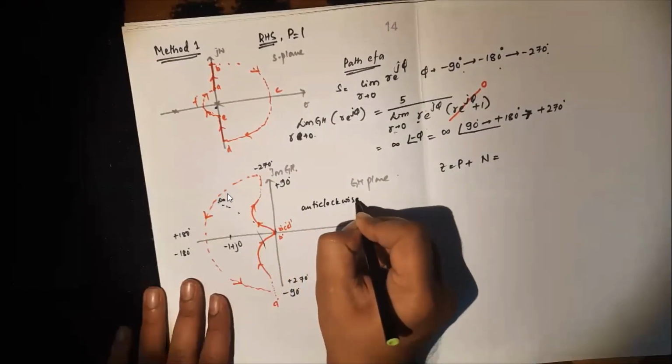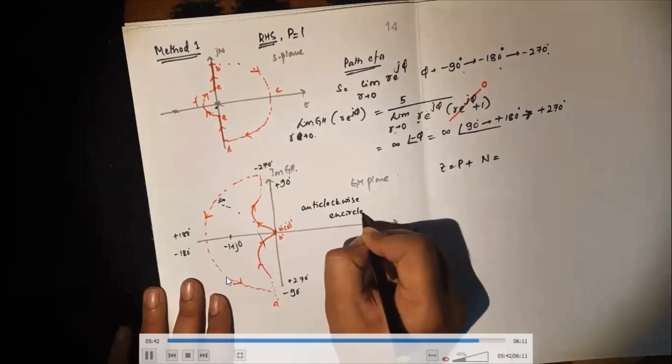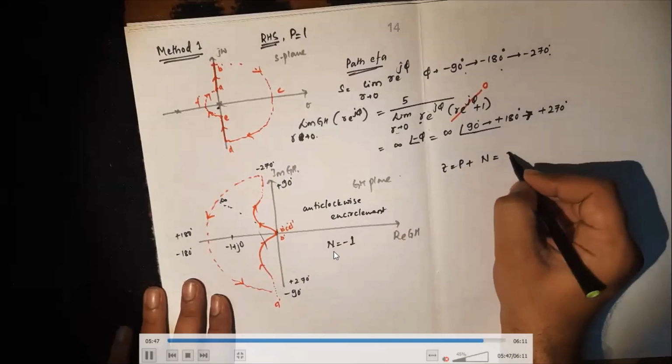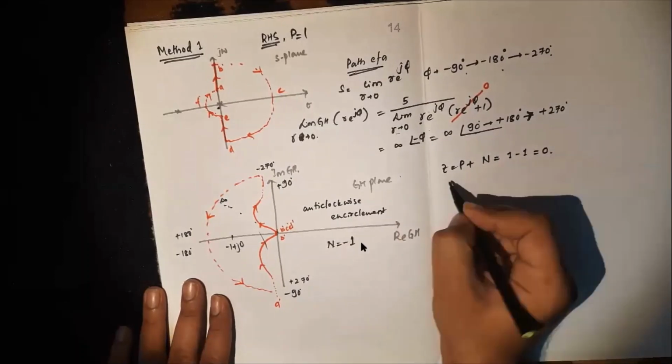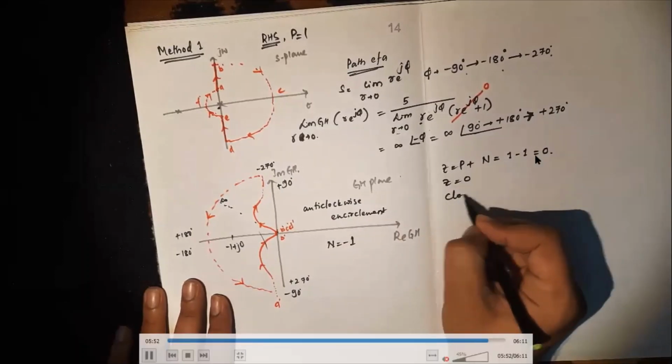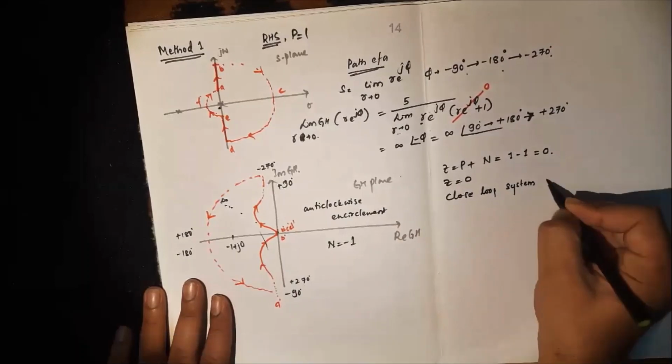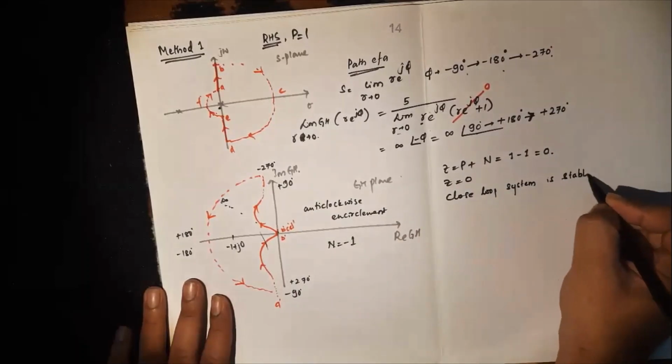And what about the encirclement? See, this is anti-clockwise encirclement around minus 1 plus j0. Therefore, our N is minus 1. So finally, we have 1 minus 1 equal to 0. Therefore, Z equal to 0, and hence the closed loop system is stable.